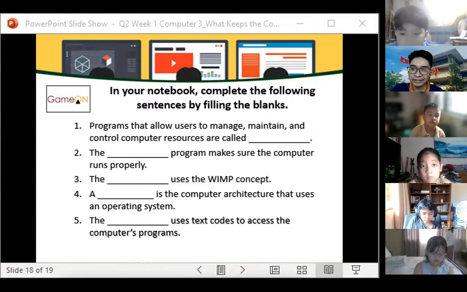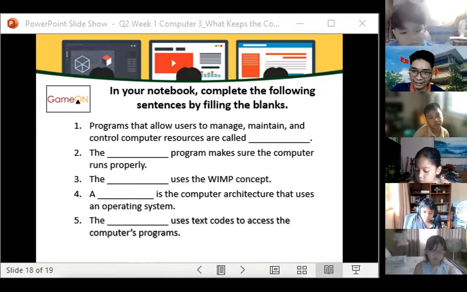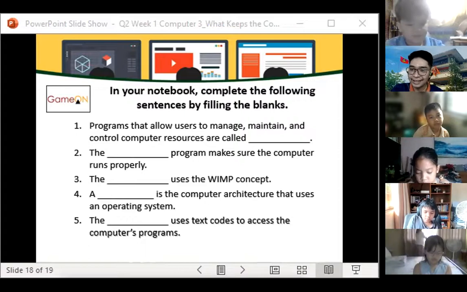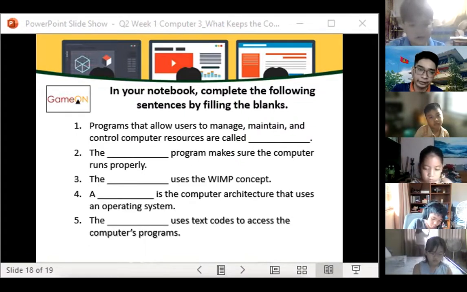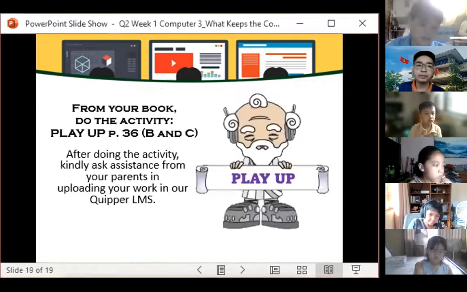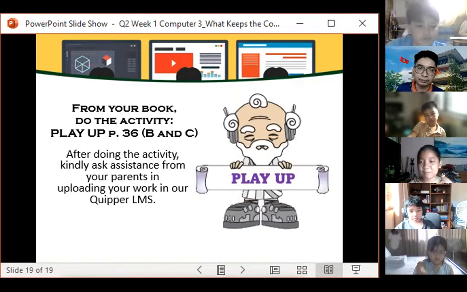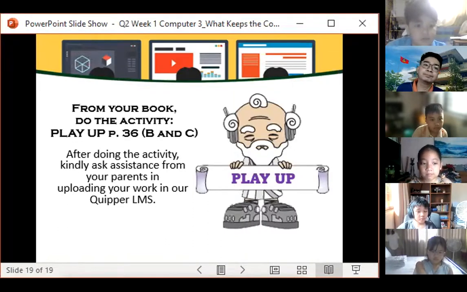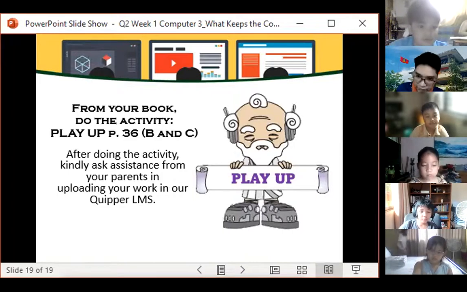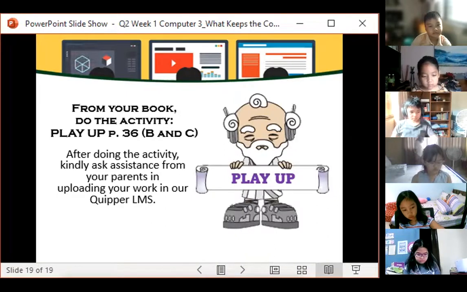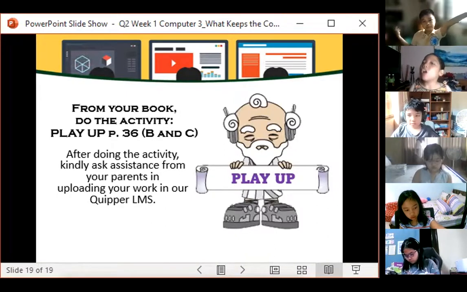Okay? So clear na ba tayo about the lessons natin ngayon? Again, please review all this because surely I will be including these things in your quiz. Alright? So for your activity tomorrow, you will just answer Play Up on page 36, letter B and letter C. Are there any more questions? Clarifications? Meron ba mga natutunan na bagong terminologies?